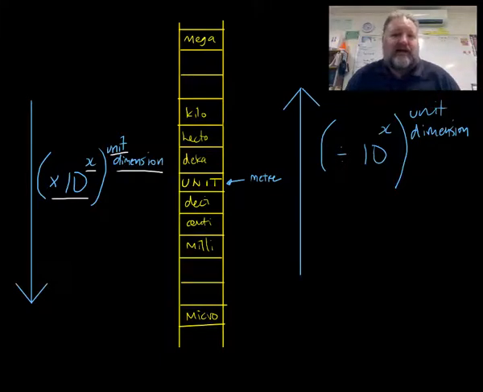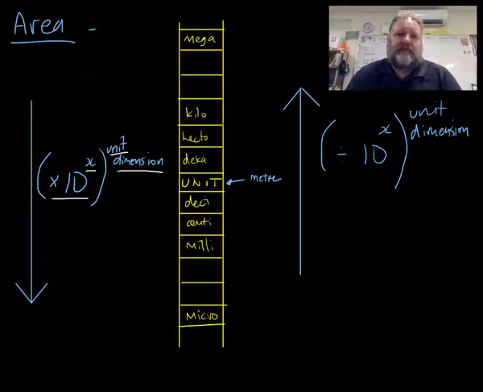Okay, I am looking at the conversion ladder again. We just looked at the conversion ladder for perimeter. Well, let's have a look in terms of area. Now, area is a two-dimensional measurement.